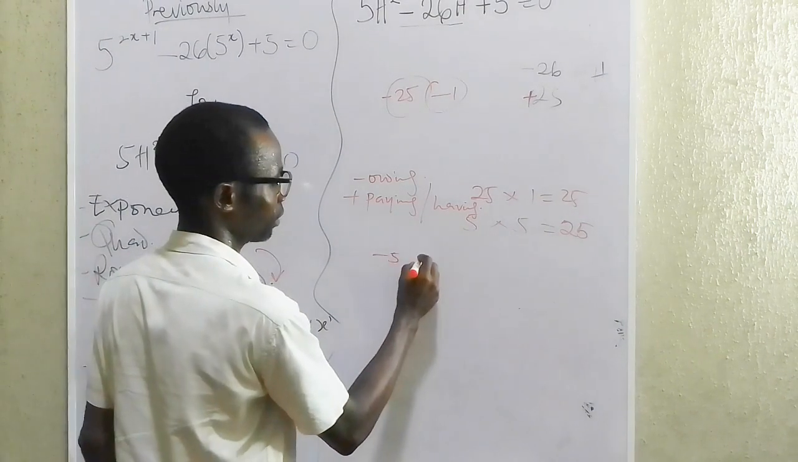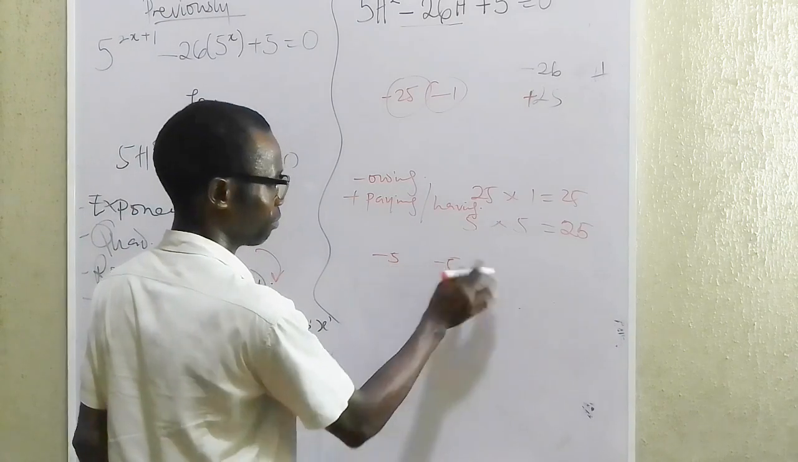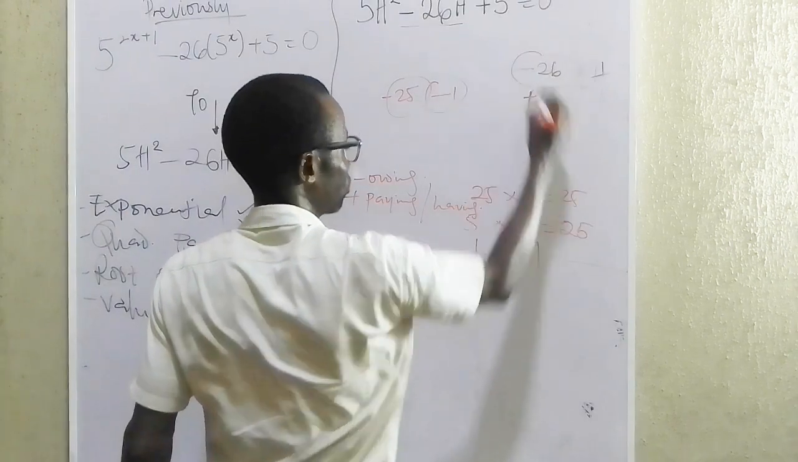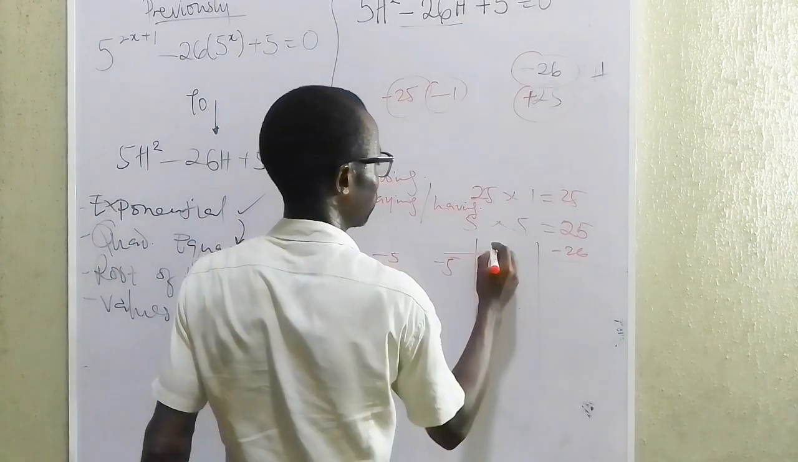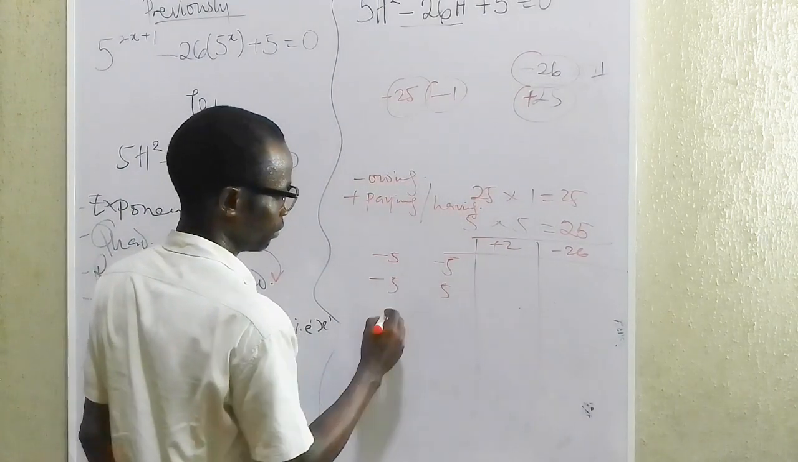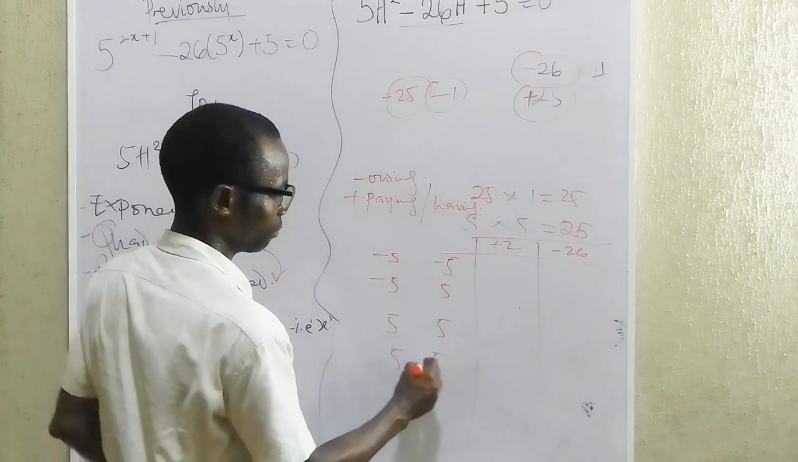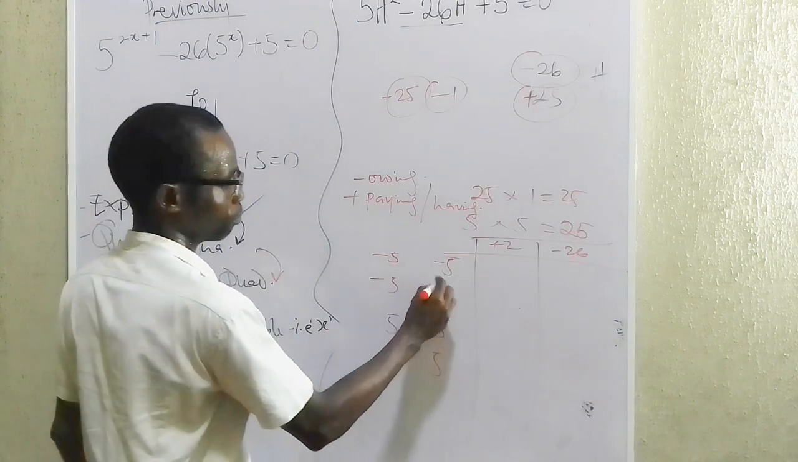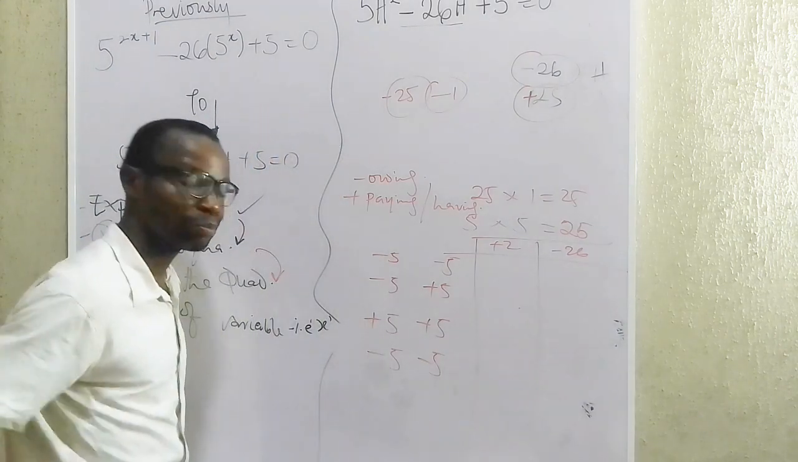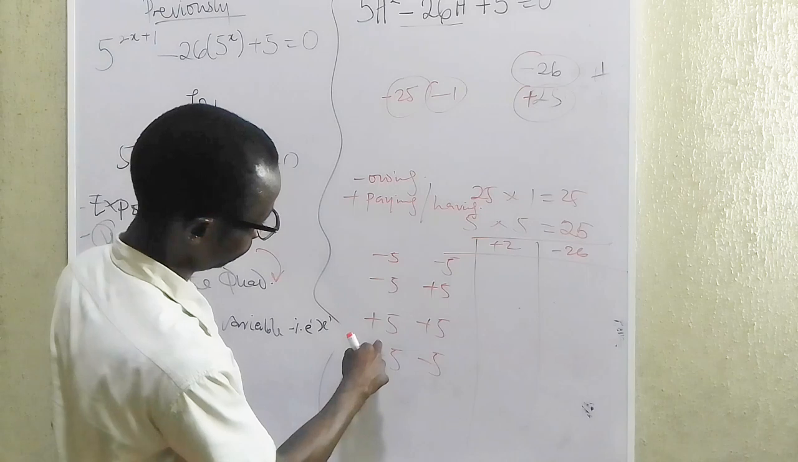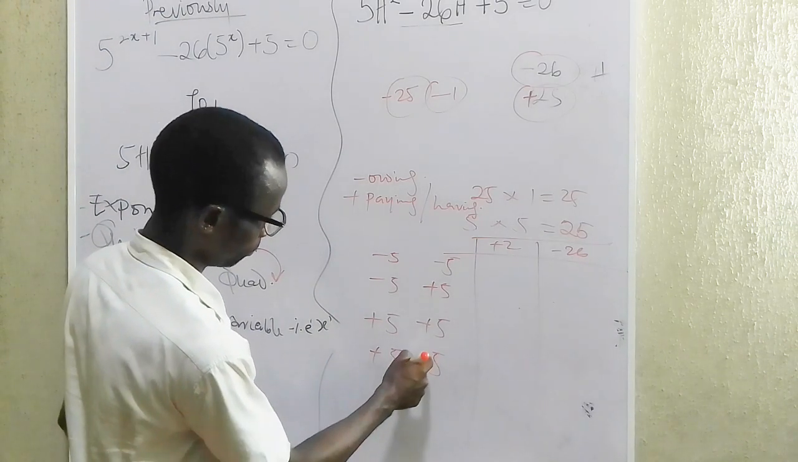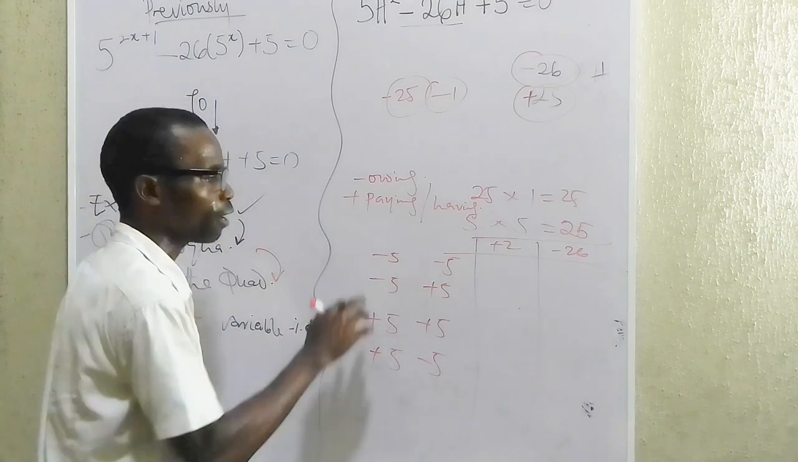So let's see the 5. 5 will give us minus 5 and minus 5. Okay, let's do 5 and 5. And then let's see which will give us, targeting minus 26 and plus 25. That's our target. And then let's see 5. Let's have plus minus. Now minus.